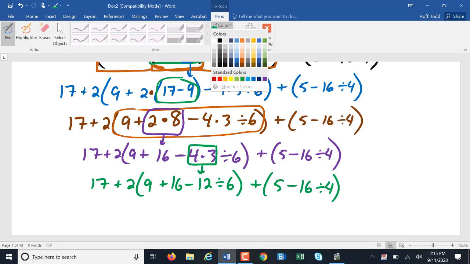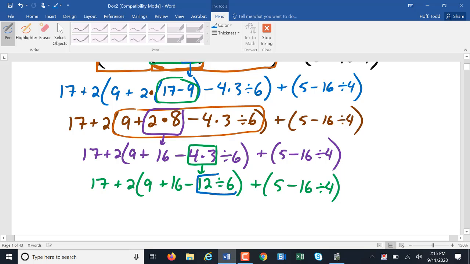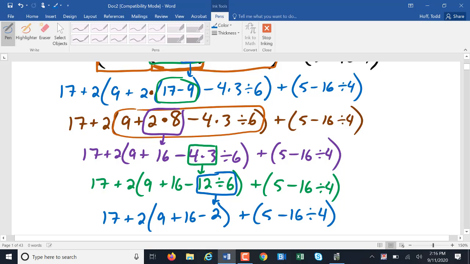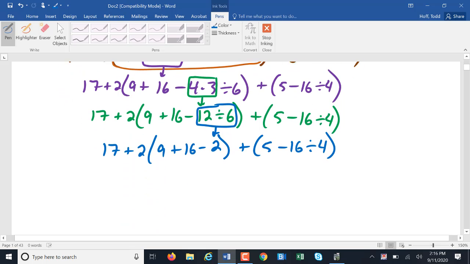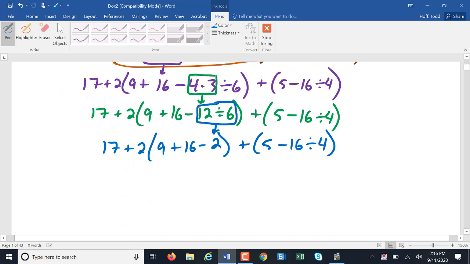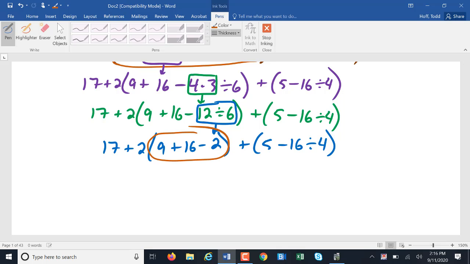What's the next 2 that we're going to combine? There you go. 12 divided by 6, which is 2. Good. Now there is no more multiplication or division inside that set of parentheses. And we are still staying inside that parentheses in the brown area there. So what do we have to do next there? The addition. 9 plus 16 makes 25. Good.